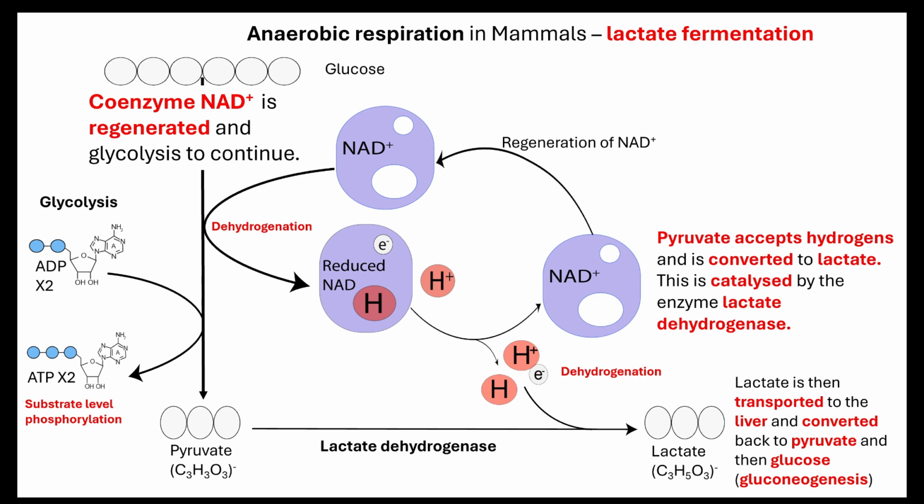And that's why in mammals we build up what's known as an oxygen debt, the oxygen that is required to convert that lactate back into the glucose molecule. So mammals are able to sustain a long period of time where they are anaerobically respiring, but what they will do is build up an oxygen debt that needs to be repaid.